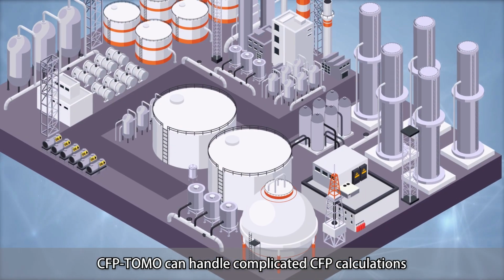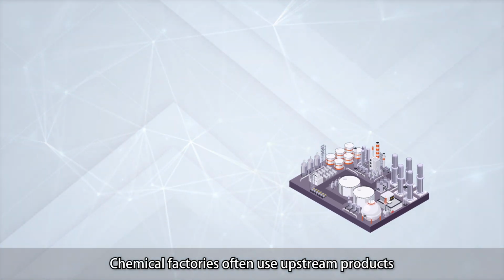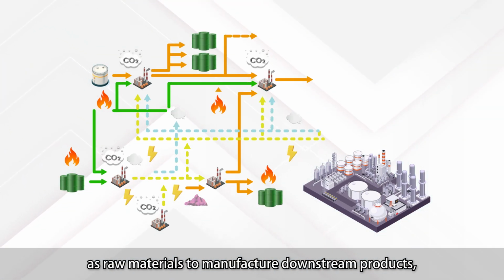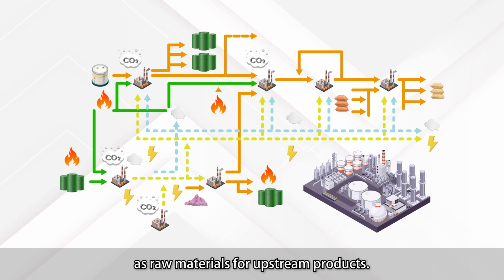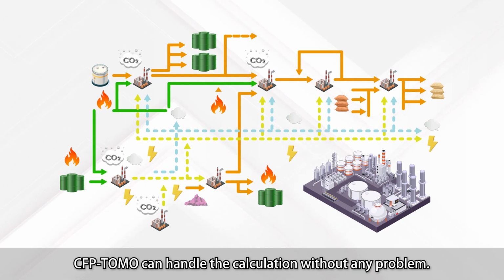CFP-TOMO can handle complicated CFP calculations unique to chemical plants. Chemical factories often use upstream products as raw materials to manufacture downstream products, but sometimes use downstream products as raw materials for upstream products. Even in such a case, CFP-TOMO can handle the calculation without any problem.